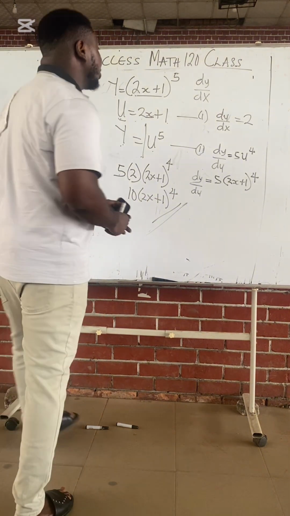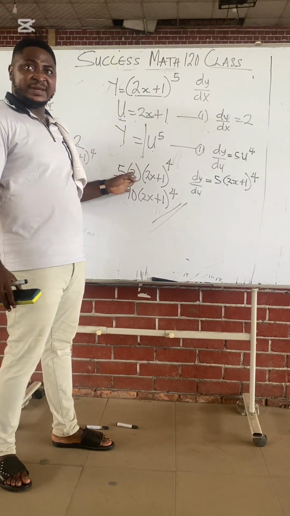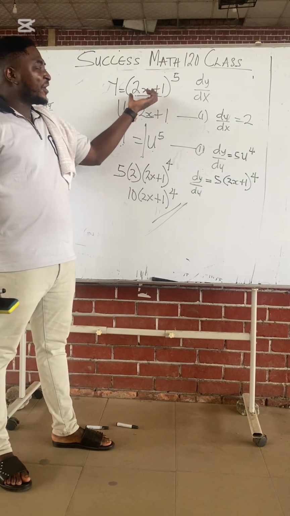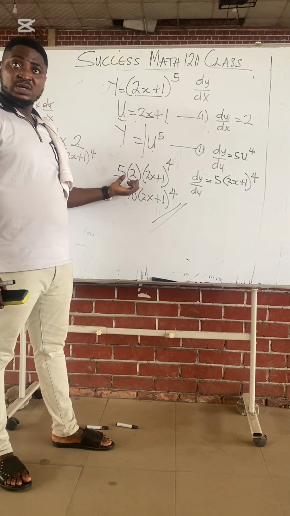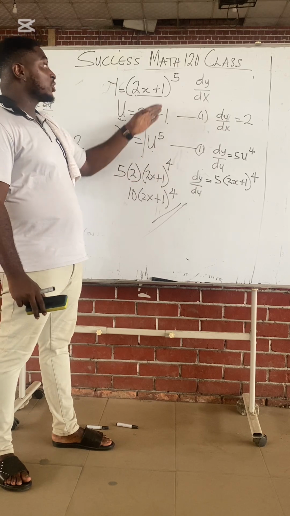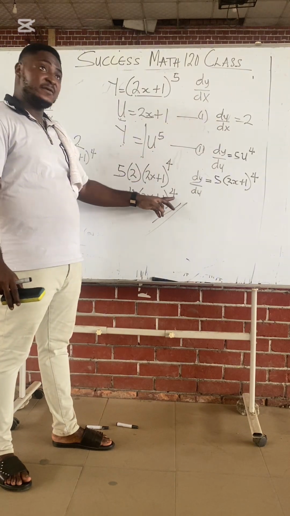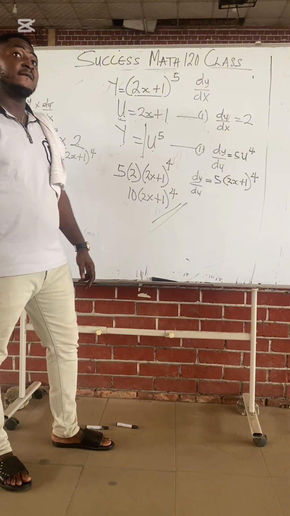Coming again with the shortcut. The shortcut says step 1, bring down the power. If you need to write it down, bring down the power 5. Step 2, differentiate what you have inside the bracket. Differentiate 2x plus 1, you have 2. Step 3, repeat the bracket like that, 2x plus 1. Step 4, subtract 1 from the power, 5 minus 1, 4.